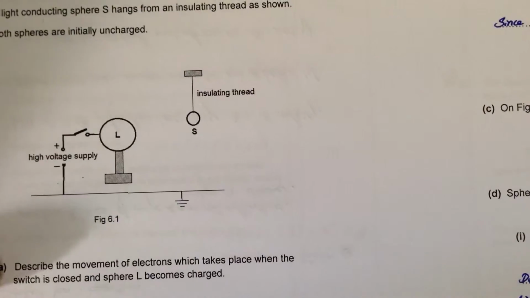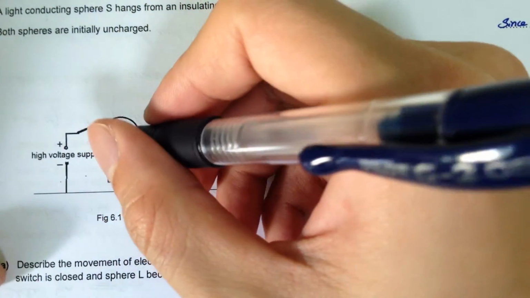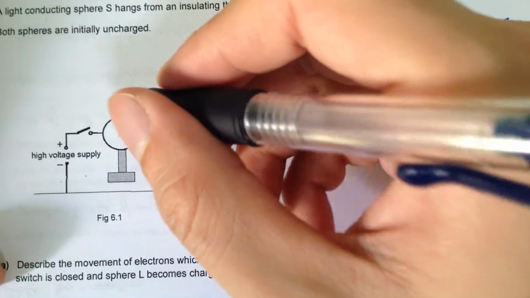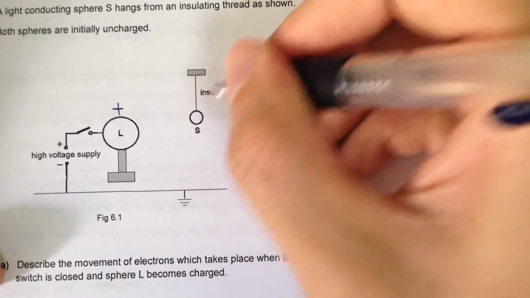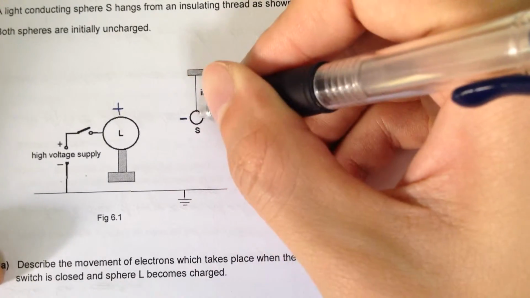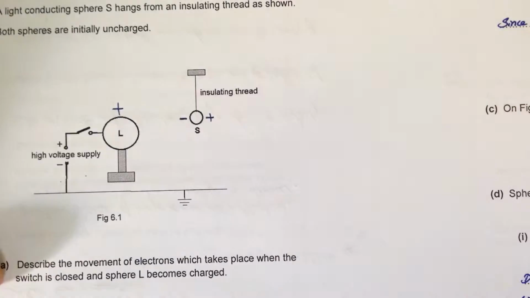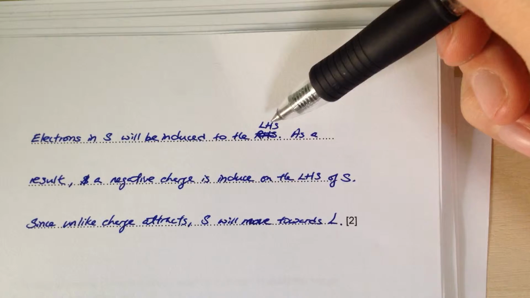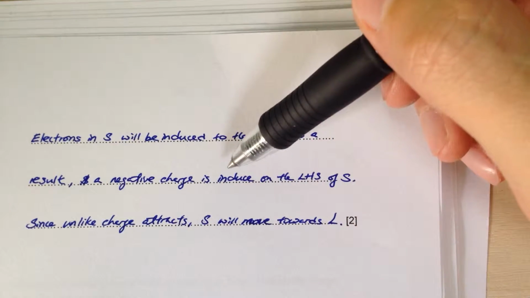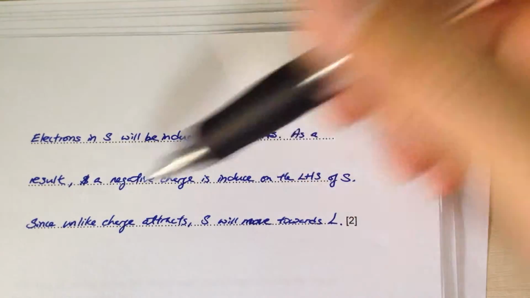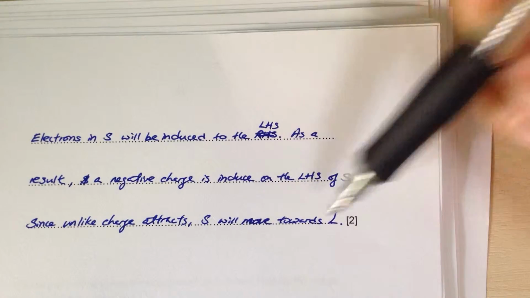For your part B, what happens is that induction will happen. So this guy here become positive. So what happens is that this positive charged sphere L will have an electric field all around it, and because of that, the conducting sphere S will be induced, and an induced negative charge will be on the left, and an induced positive charge will be on the right. So what happens is that the electron in the sphere S will be induced to the left hand side, and so as a result, negative charge is induced on the left hand side of S, and since unlike charge attracts, S will now move towards L.